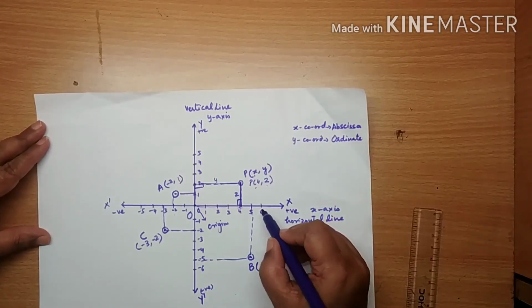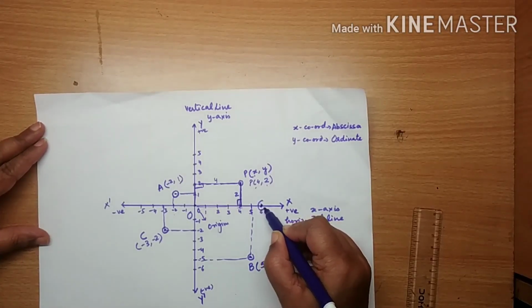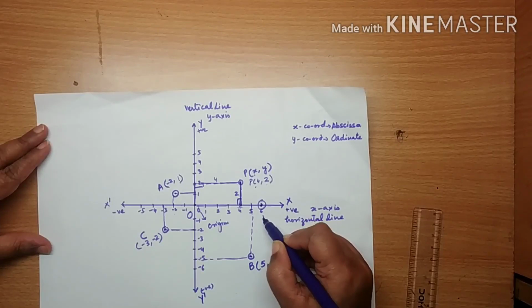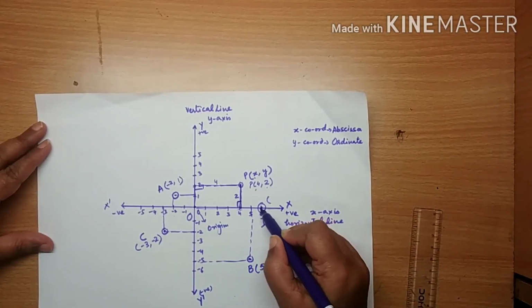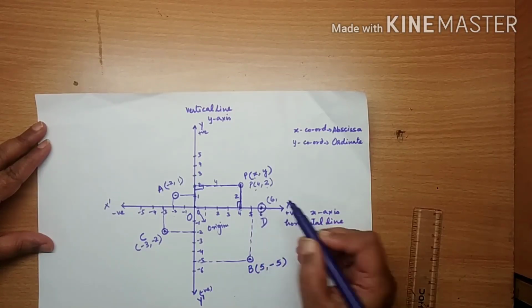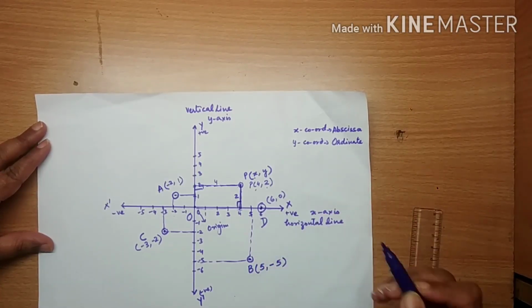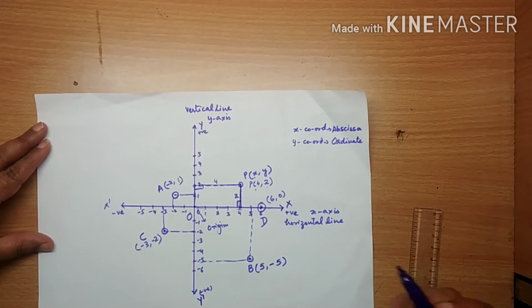Now, if I have to read the coordinates of this particular point, let's call this point D for Delhi. How do I read? This point, what is the x coordinate? 6 and y is 0. So the coordinates of this point are 6 and 0.